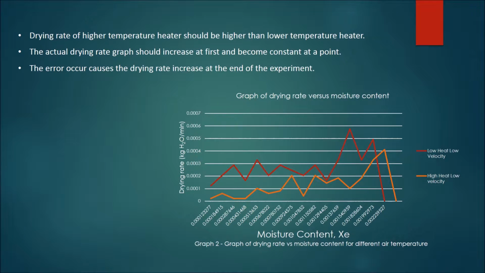Based on graph 2, we can see that the drying rate of the higher heater is higher than the lower heater, even though the graph does not reflect the graph that we should obtain. The real drying rate graph should increase at first and become constant at a point. To be precise, the drying rate curve should include a heating period, a constant rate period, and first and second rate falling periods. This is due to errors that occurred during the measurement.